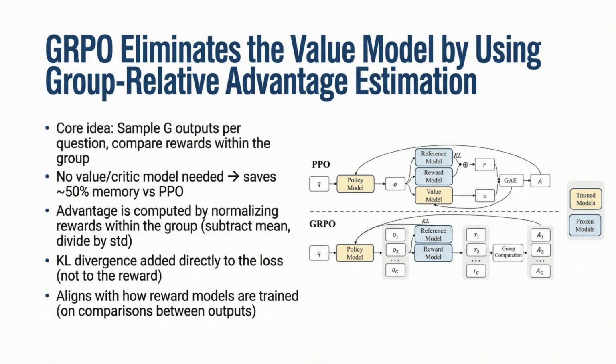For each question, we generate not one but G outputs. In the paper they use G equals 64. We score all of them with the reward model. Then we normalize the rewards within the group by subtracting the mean and dividing by the standard deviation. Outputs that scored above average get positive advantages. Those below average get negative advantages. This is beautifully simple. No value model needed. No GAE computation. Just sample, score, normalize. And notice something elegant. This group relative comparison aligns perfectly with how reward models are trained in the first place. They are trained on comparisons between outputs for the same question.